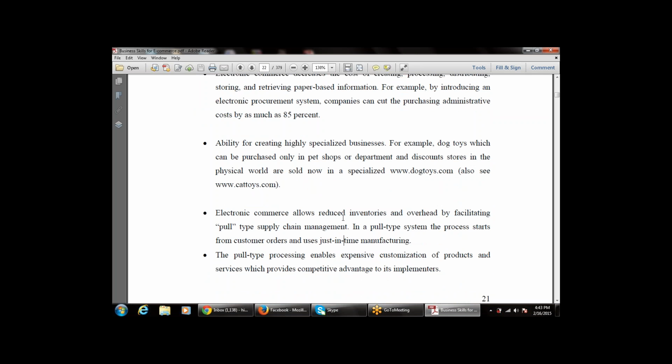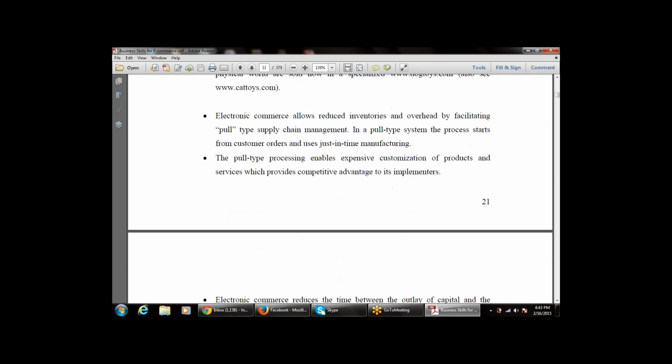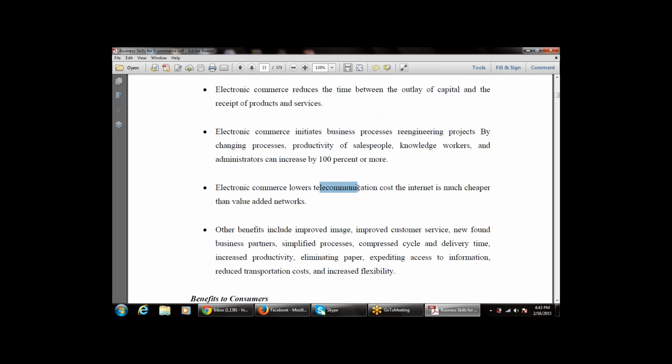Then there are various other advantages. It also reduces the inventory, that is stock, enables expensive customization, that is a competitive advantage, and reduces the time between the outlay of capital and the receipt of goods and services. It lowers the telecommunication cost, because every communication is done online, through chatting. As you are studying from me, I am a teacher and you are a student, I teach you online. Whatever question you have, you ask me with the help of the chat, so there is less telecommunication cost.